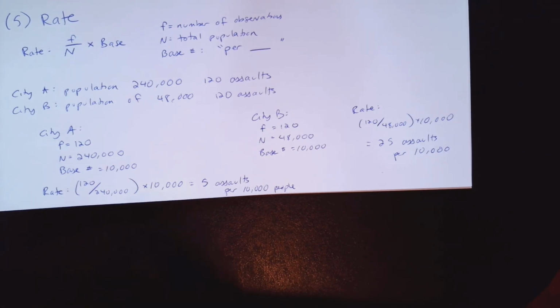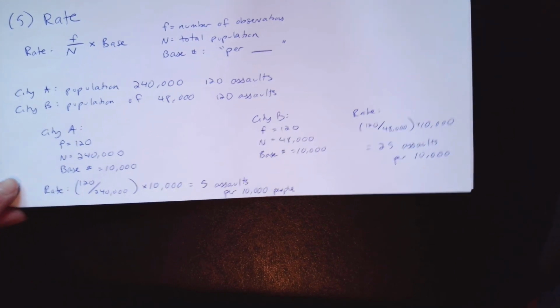And now if we compare the two cities, we have a much different picture. So for every 10,000 people who live in city A, there are 5 assaults. For every 10,000 people who live in city B, there are 25 assaults. So assault is much, much more common in city B once you account for population. And so this is what we do with rates. We account for the number of times something has happened per some number of people in the population. And so it allows for comparisons between different cities or other units that have differing populations.